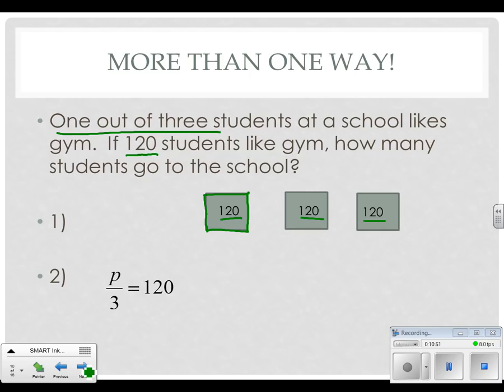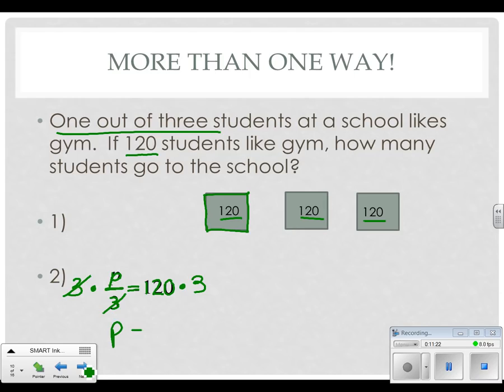The population, P, divided by 3 gives us the 120 that like Jim. So if you take that whole population of the school and divide by 3 for 1/3, it's 120. Well, if I solve for P, now the opposite of division is multiplication. Whatever I do to one side, I do to the other. And if I multiply both sides by 3, this simplifies to 1.